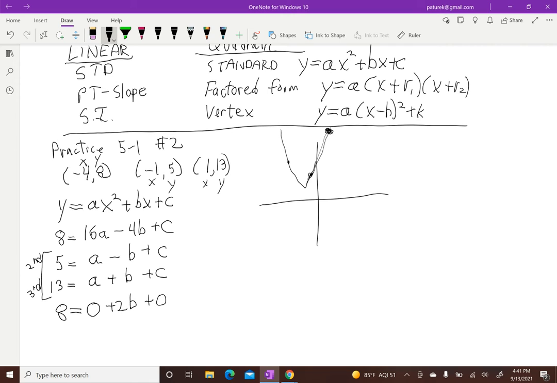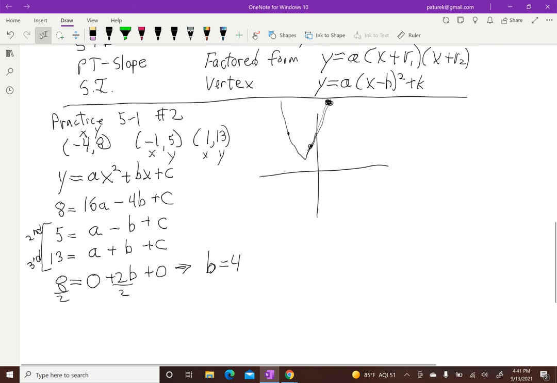So, ta-da, right away, I can establish that 8 is equal to 2b. Therefore, if I divide both sides by 2, I get b is equal to 4. I can now substitute for b into all 3 equations and keep grinding this out. So, by the way, here was the first equation.